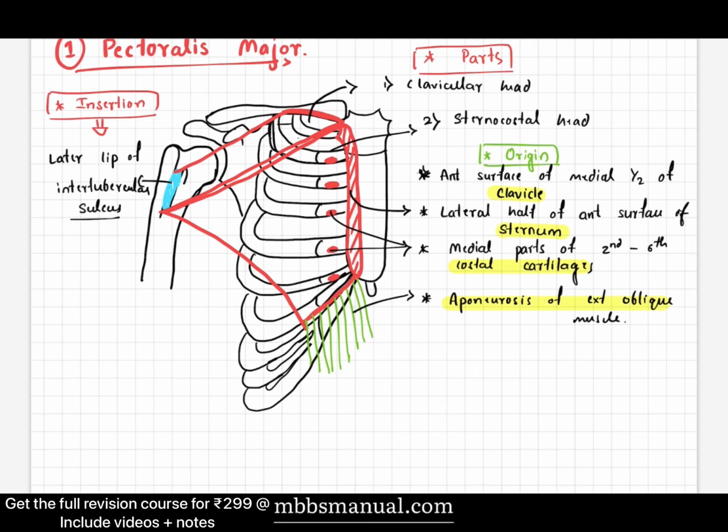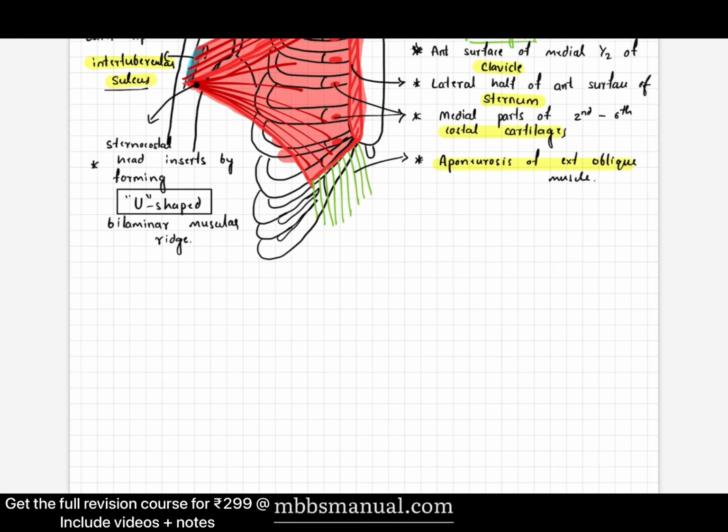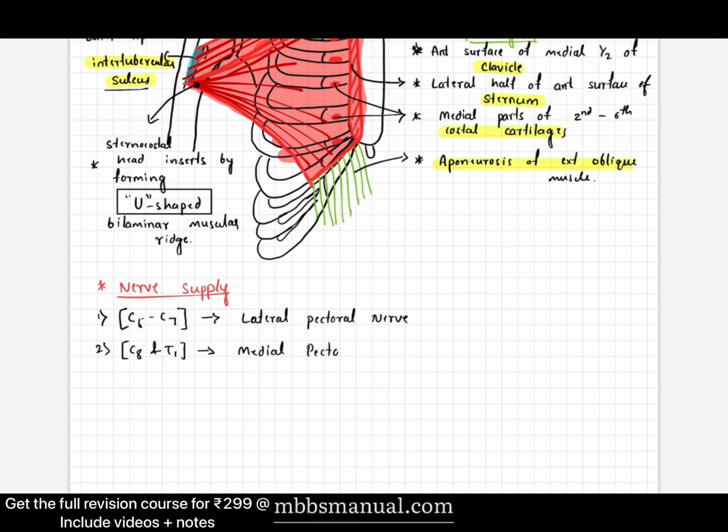Insertion. The pectoralis major will be inserted into the intertubercular sulcus of the humerus, and it forms a U-shaped tendon. The anterior lamina of the U-shaped tendon is formed by the clavicular head, whereas the posterior lamina is formed by the sternocostal head. Now supply of the muscle. It is supplied by two important nerves. One is the lateral pectoral nerve. Its root value is C5, C6 and C7. One medial pectoral nerve. Its root value is C8 and T1.